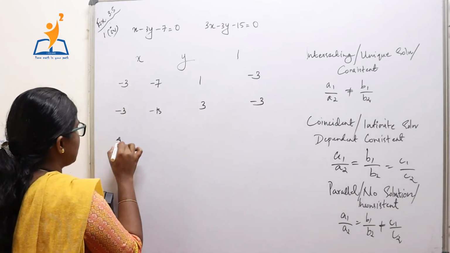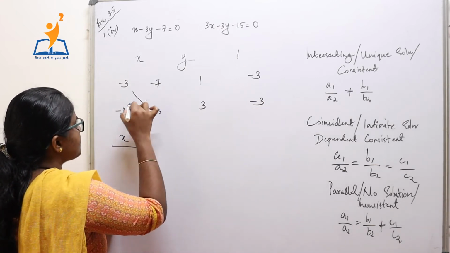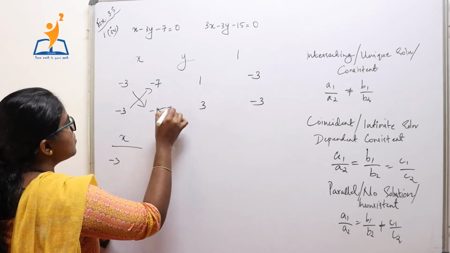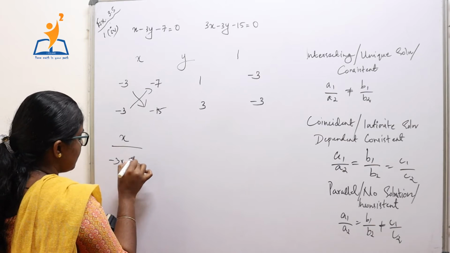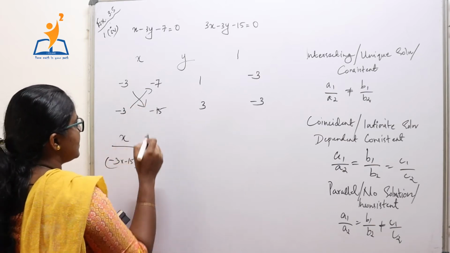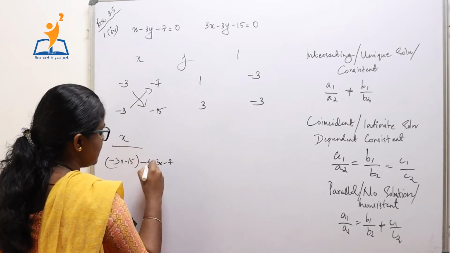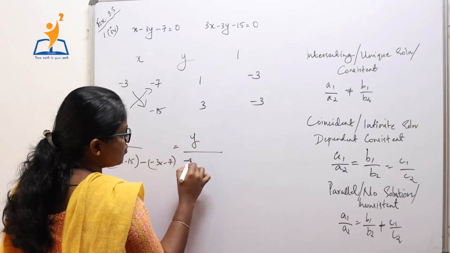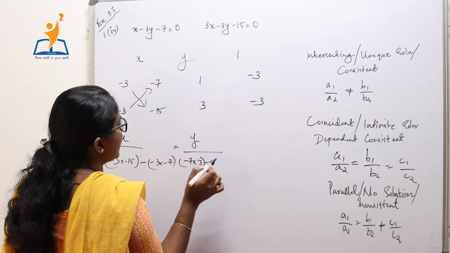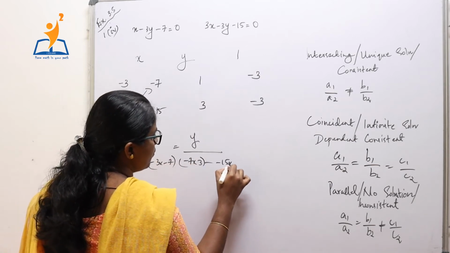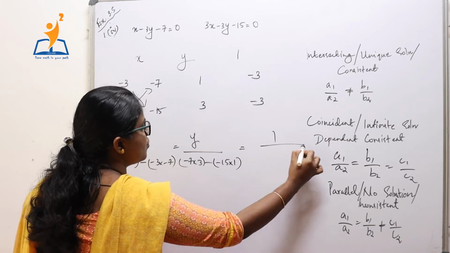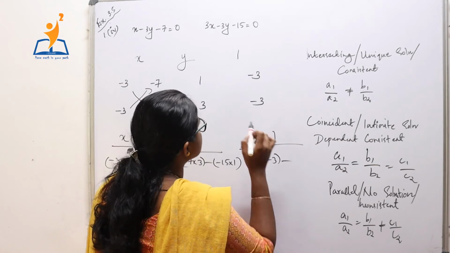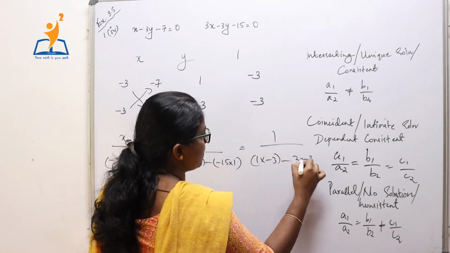Now we will cross multiply, that is x by 3 minus 3 into minus 15 minus 3 into minus 7 equals to y by minus 7 into 3 minus 15 into 1. This is equal to 1 by 1 into minus 3 minus 3 into minus 3.